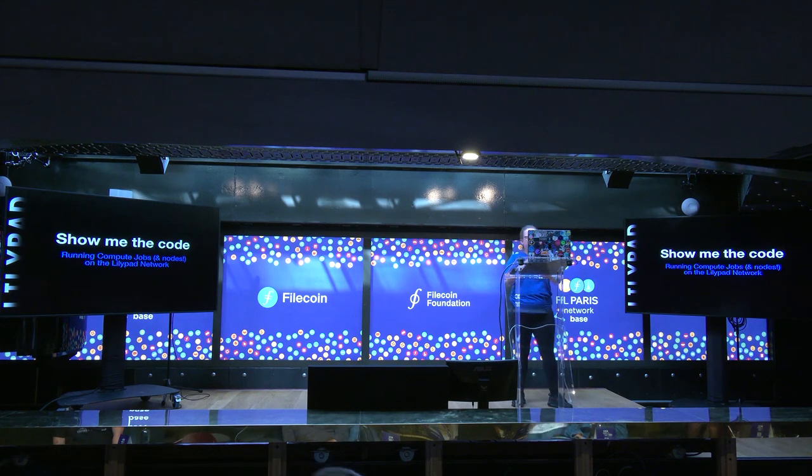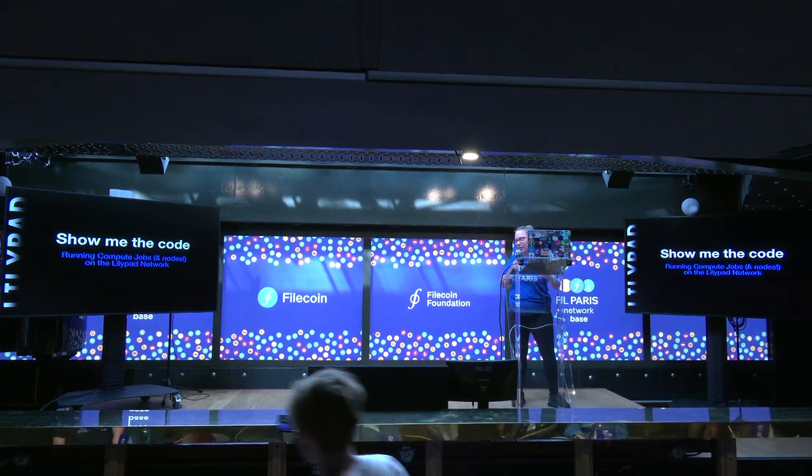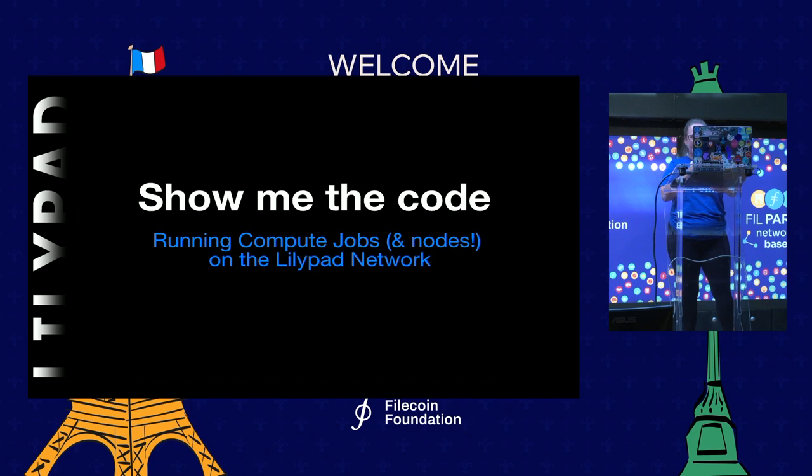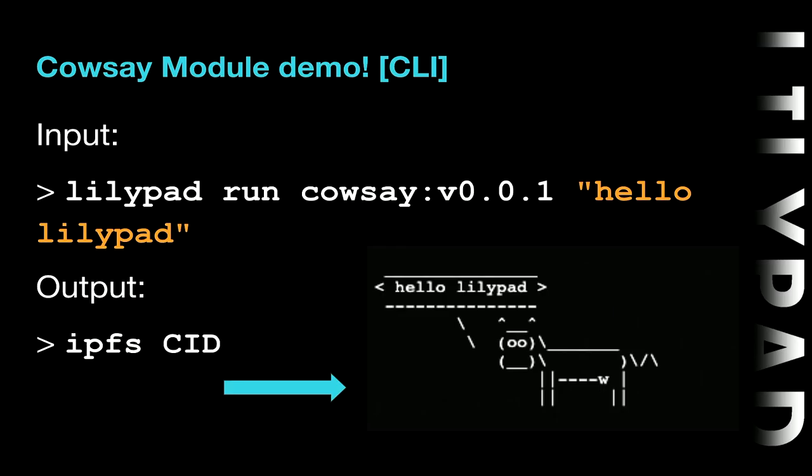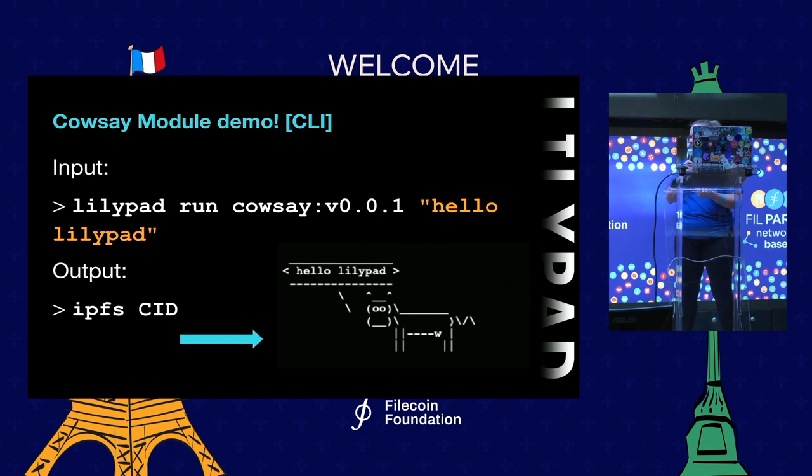All right, I'm going to show you the code now. Here's some of the things you can already do with the Lilypad network. Firstly, we've decided that CowSay should be the hello world of Lilypad, just for no reason other than we liked it. So this is what you would do in the CLI. You would just go Lilypad run CowSay, hello Lilypad. The output would be an IPFS CID, and there's the image there.